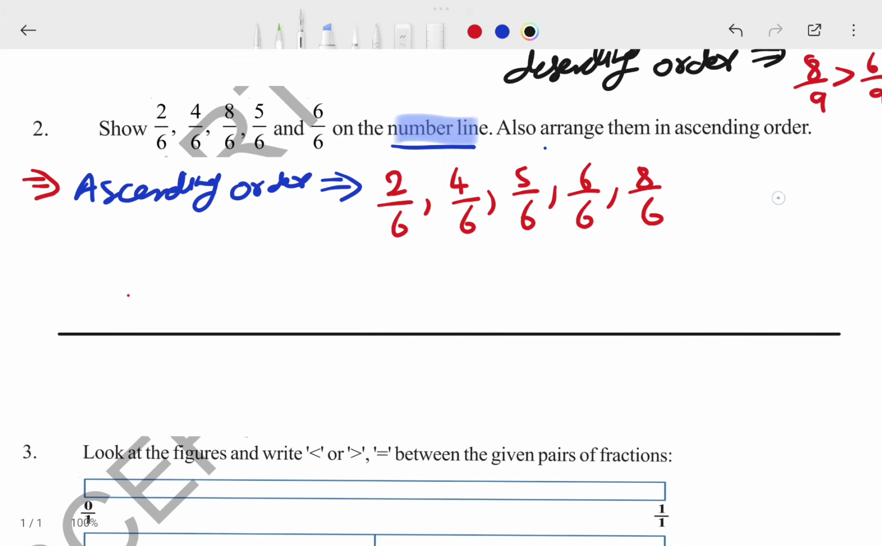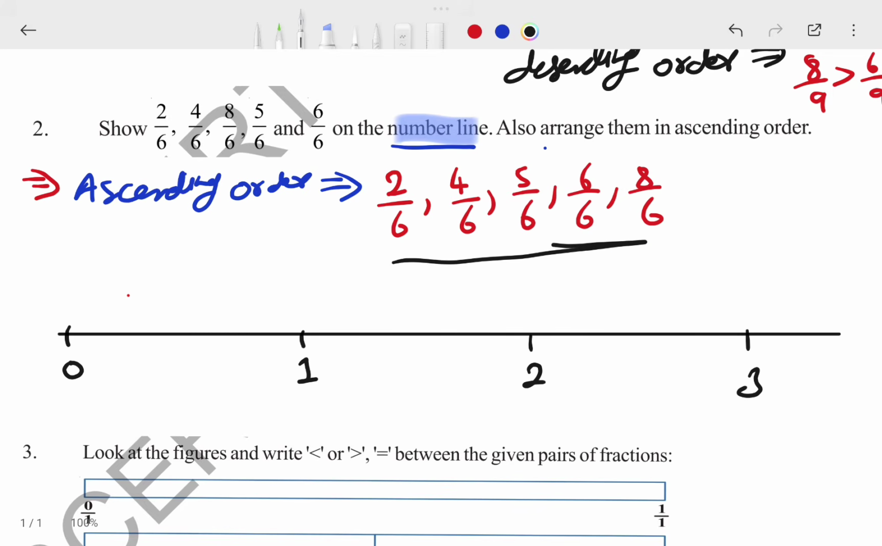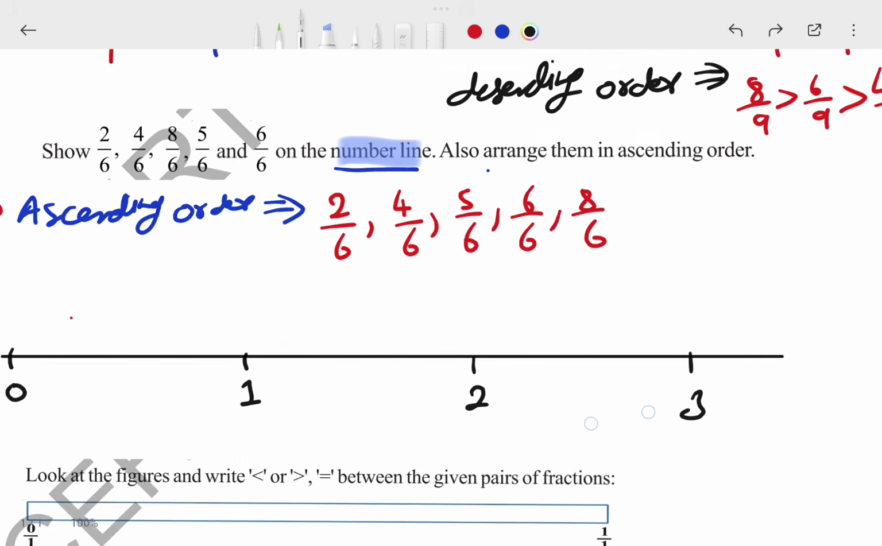First is given 2 by 6. If it is just 2, then we can easily plot it: this is 0, this is 1, this is 2, and this is 3, and we directly put it here. But this is not 2, this is 2 by 6. So how can we plot it? It is a fraction, so it seems not possible to plot, but we have to plot it. So how can we plot this on the number line?